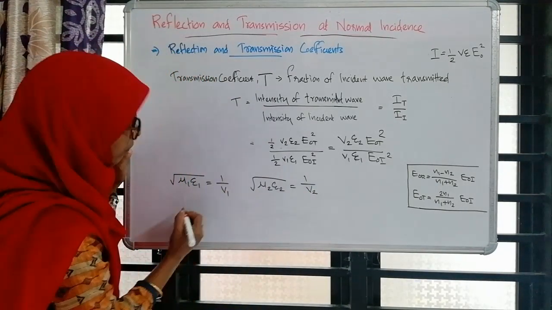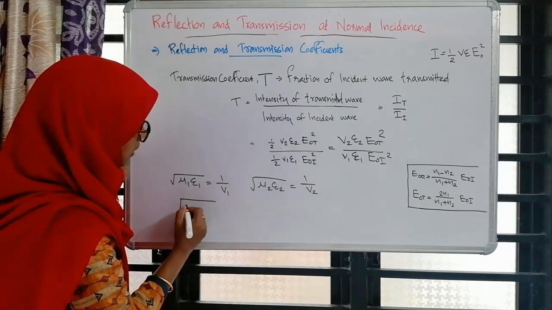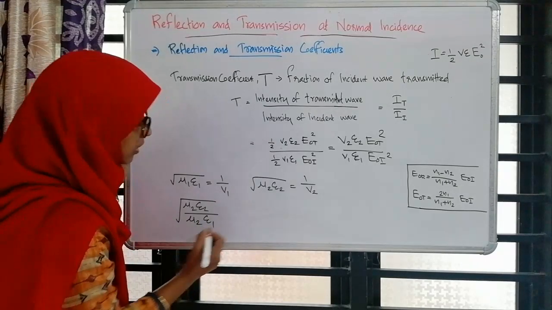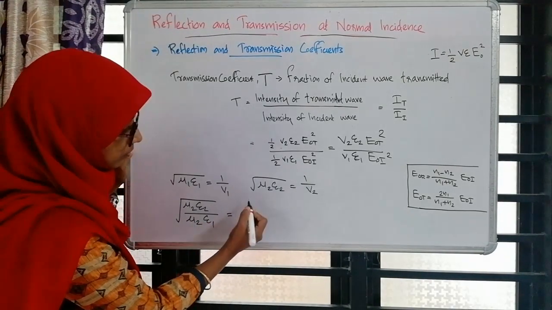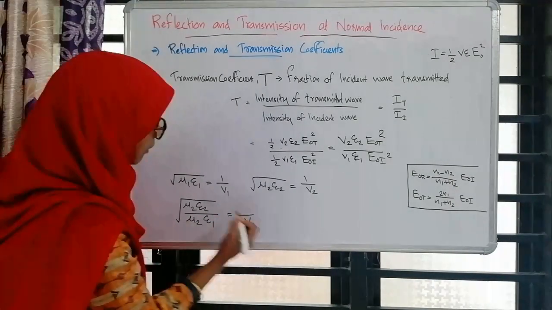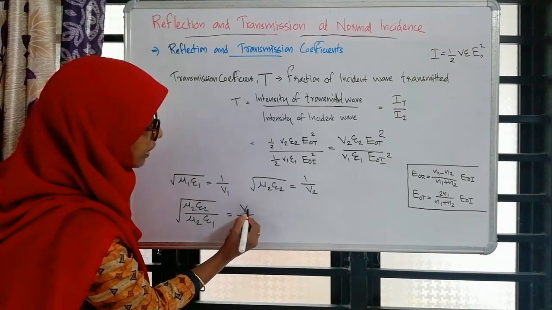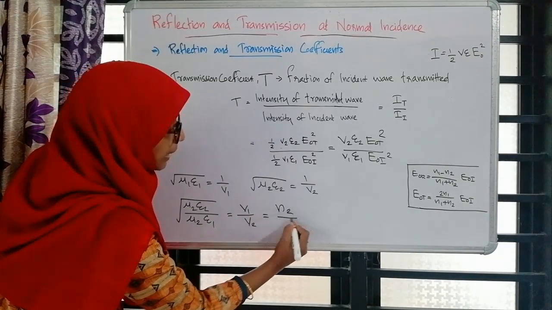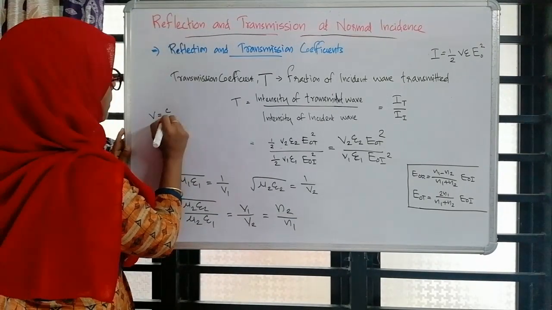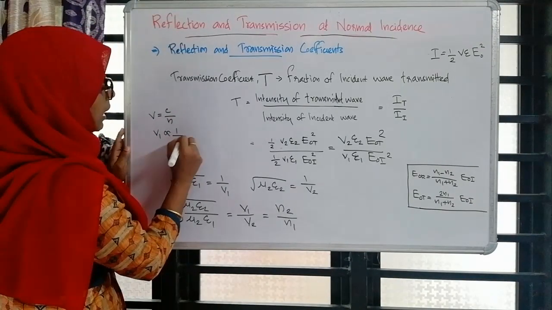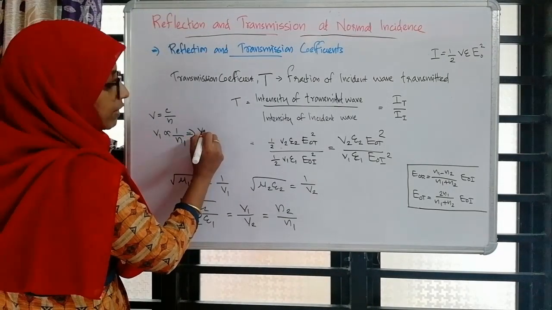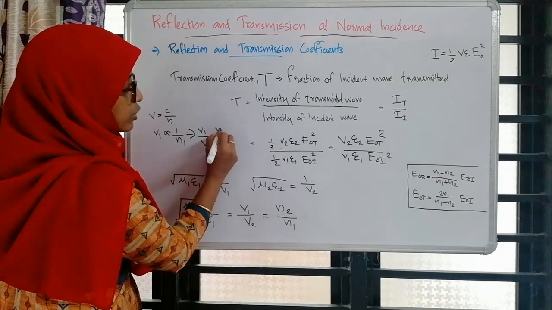So root of mu2 epsilon 2 divided by root of mu1 epsilon 1 is equal to (1 by V2) times V1, which is also equal to N2 by N1. In terms of refractive index, we know V is equal to C by N. So V1 is inversely proportional to N1 and V2 similarly inversely proportional to N2, which implies V1 by V2 is equal to N2 by N1.